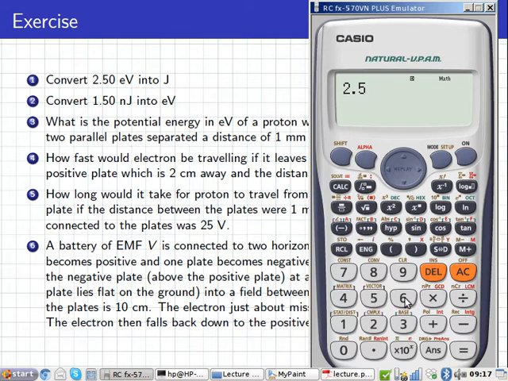Now, Faisal, what do you do? 0.5 times shift 7.23 times the E constant. So you get 4 times 10 to the minus 19 joules.